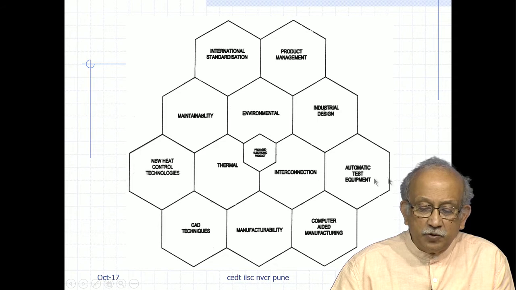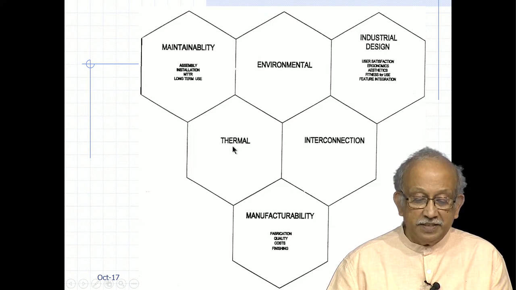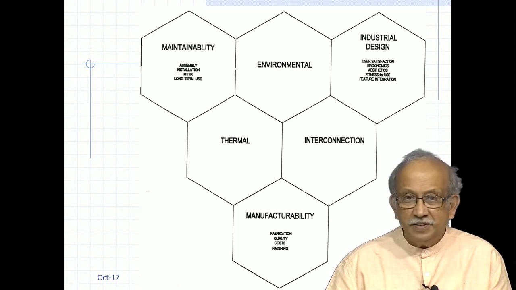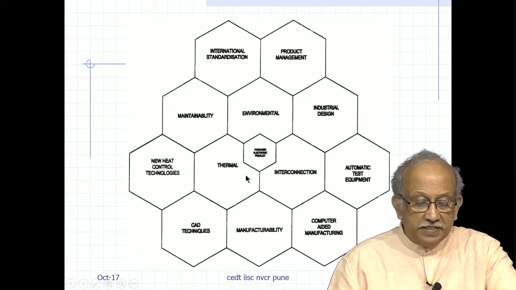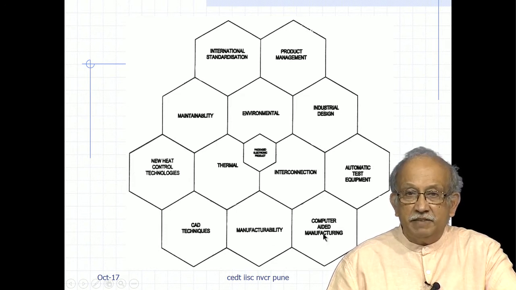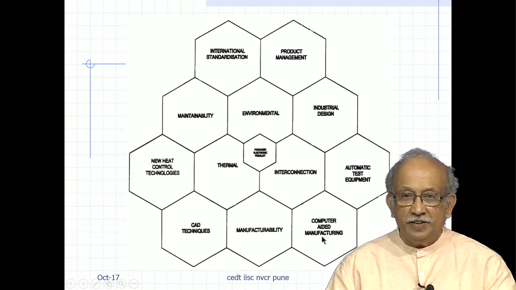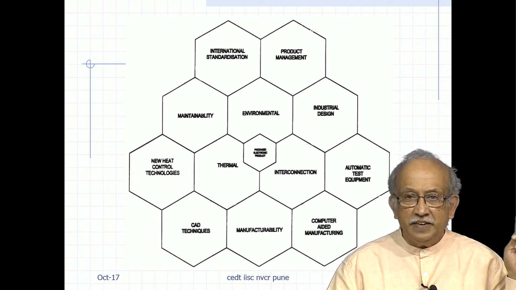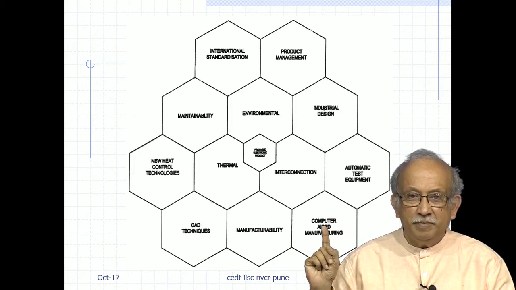Now, when we come to the actual core product, we will notice that interconnection technology, thermal and environmental aspects make a lot of difference. The latest, related to manufacturability, is computer-aided manufacturing: once you create a certain file, that same file should be able to be used by the manufacturing people there.